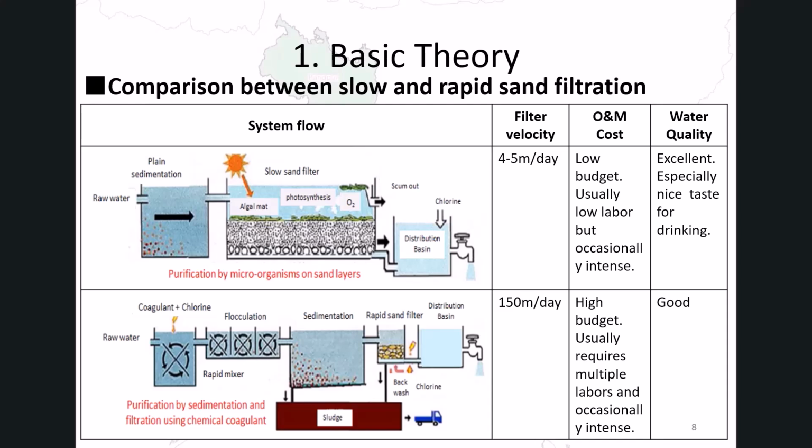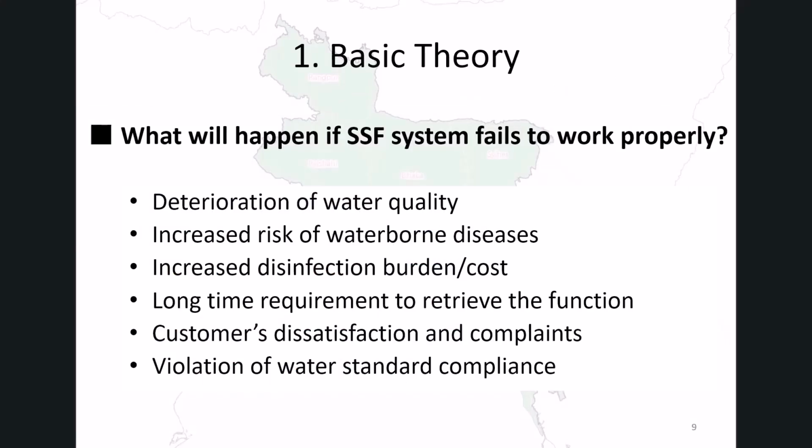Rapid filters rely on equipment and chemicals. Slow sand filters rely on patience and protection of the biological environment. If slow sand filtration is operated like a rapid sand filter, it will fail. When slow sand filtration fails, water quality quickly deteriorates and turbidity increases.